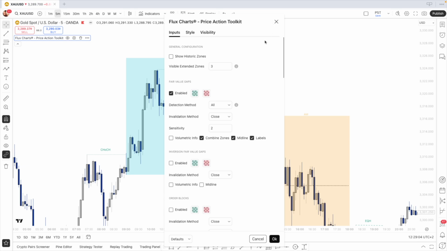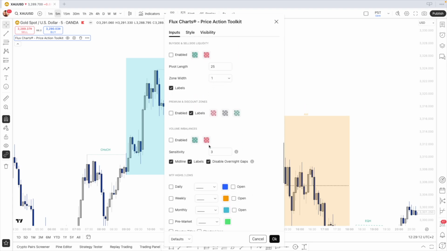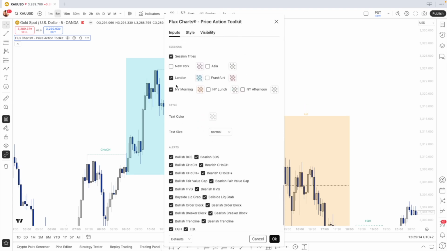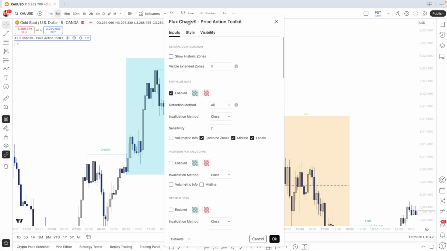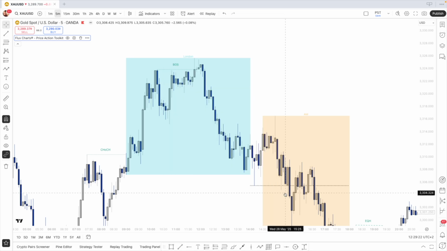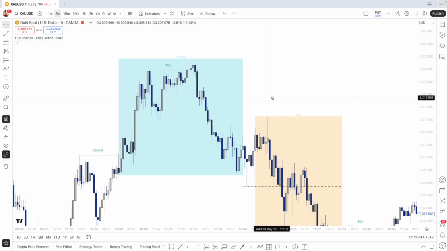All right, so let's get straight to the video. So for this one, I enabled the fair value gaps. These are the settings, and I also enabled the session times for London and New York. So these are the two settings that I'm running on this indicator. So let's have a look right over here.